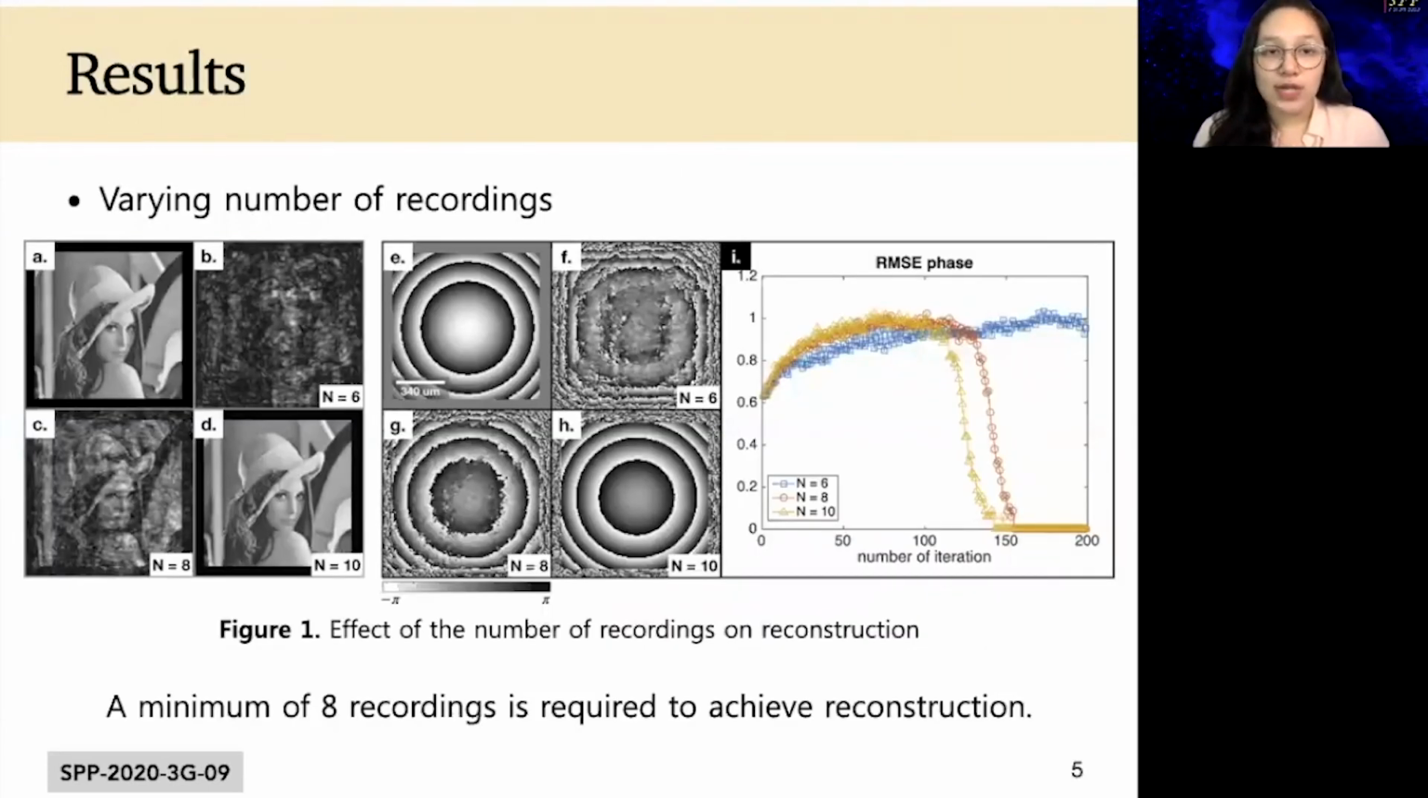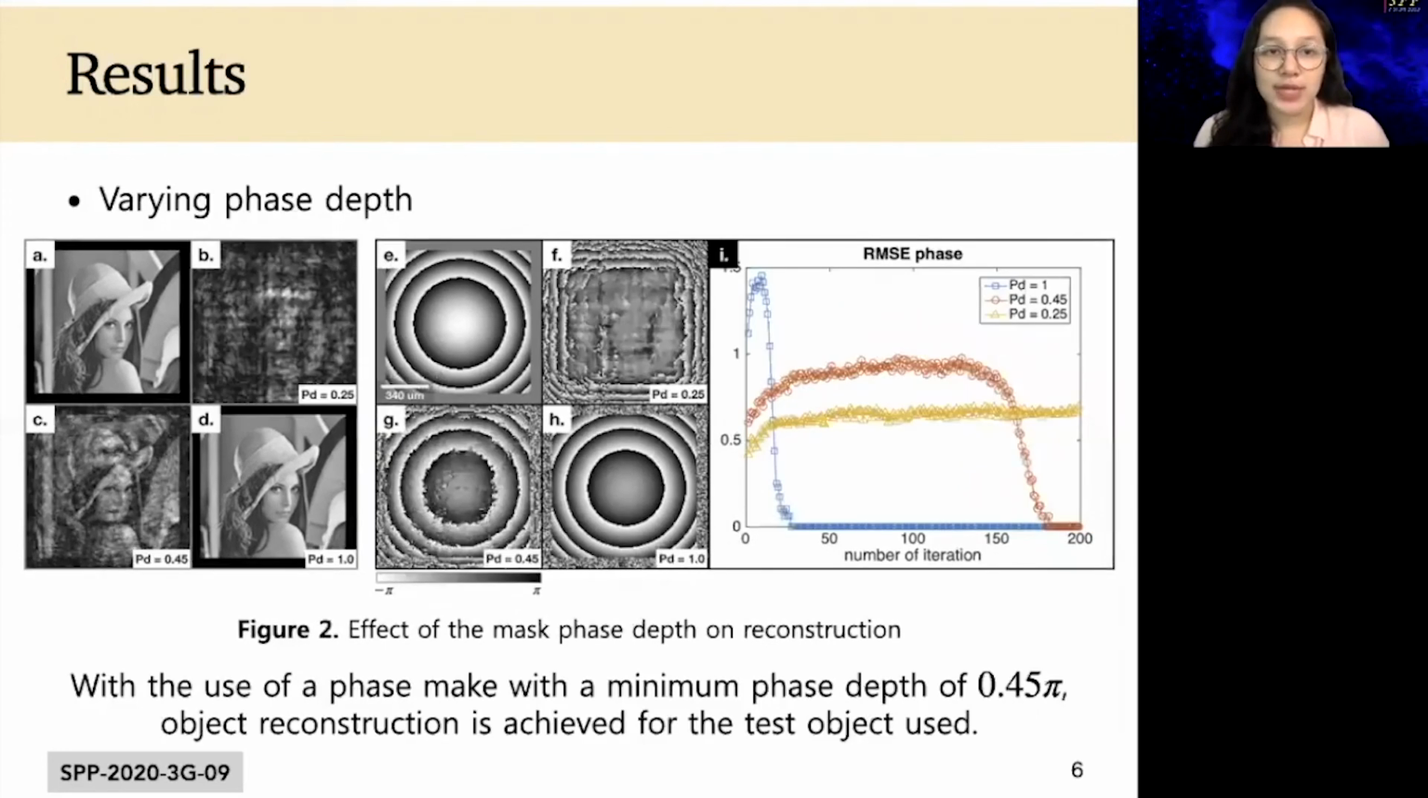For the specific initializations in figures 1A and E, the algorithm required at least 8 recordings to reconstruct the phase, figure 1G. The convergence in the error plot also supports this result. We looked into phase depth, which is the range of values in the phase distribution. We found that a minimum of 0.45 pi leads to reconstruction. Below this, the algorithm stagnates as in figure 2F.